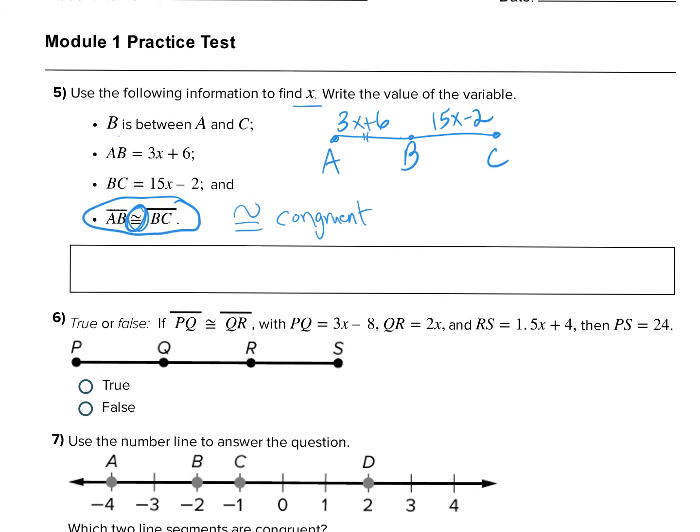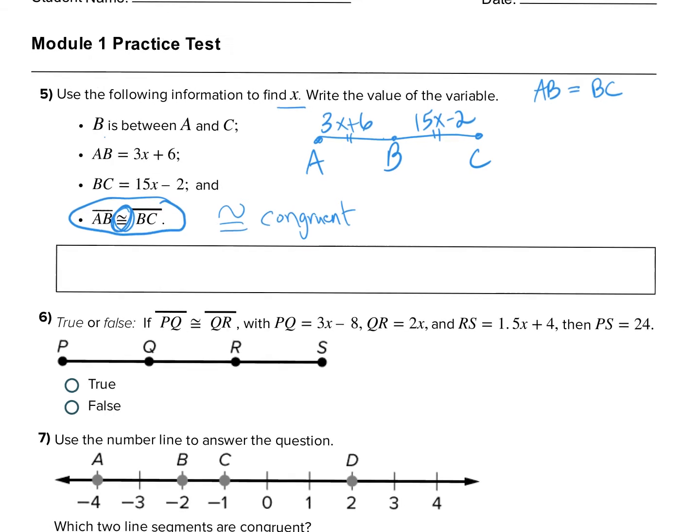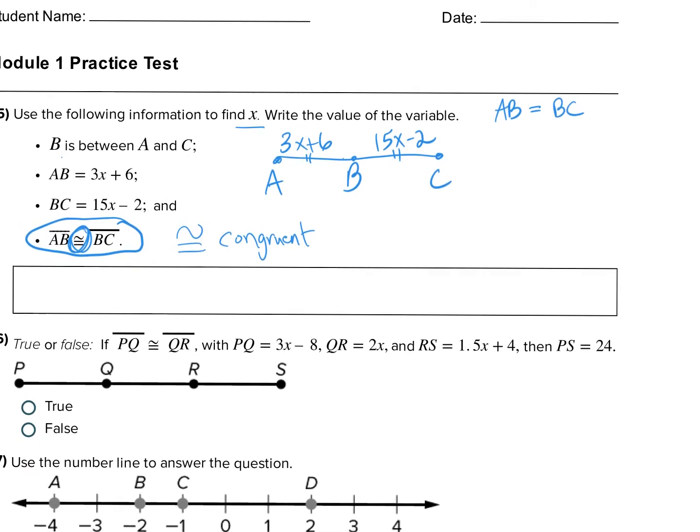So that means AB is congruent to BC, or we can say that AB equals BC. So anytime we have two segments equal to each other, we can set the two expressions equal to each other to solve for x. So we have 3x plus 6 equals 15x minus 2.